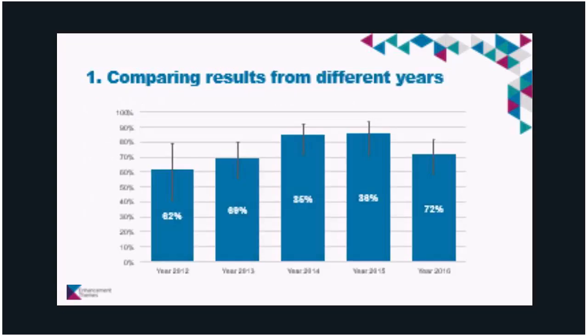Okay. So firstly, comparing results from different years. This shows a real series of scores for a particular institution, for a particular subject, and for a particular question. Again, it's the JACS level 3, so that's where there's 106 subjects.